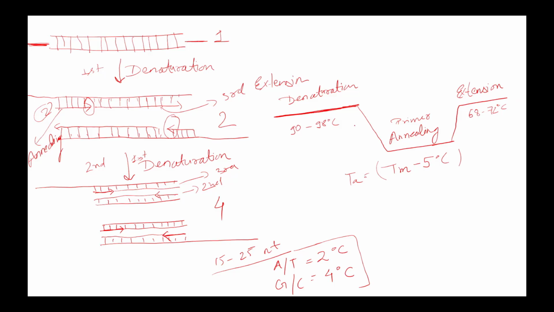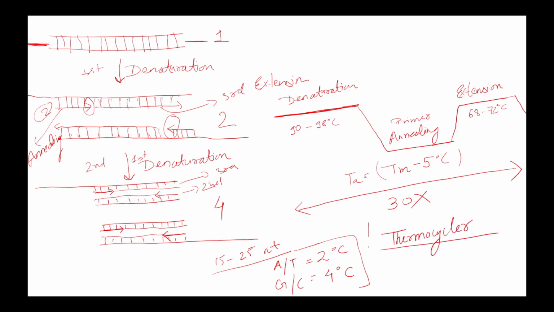For the next cycle we have to repeat these steps. So we repeat this several times, suppose 30 times, and after the repetition is done, we give one final extension and put our reaction on hold. To carry out these fast changes in temperature, we need the PCR machine, or we can also say thermocycler.